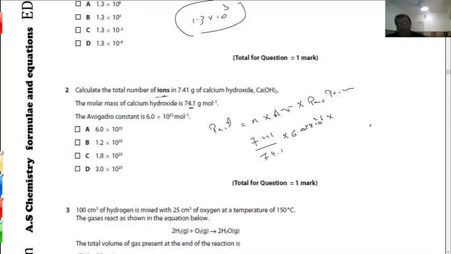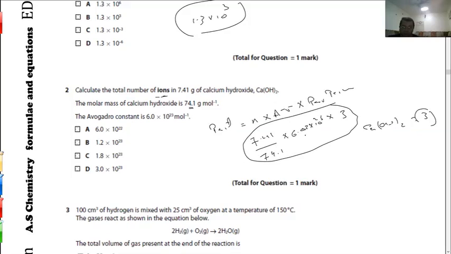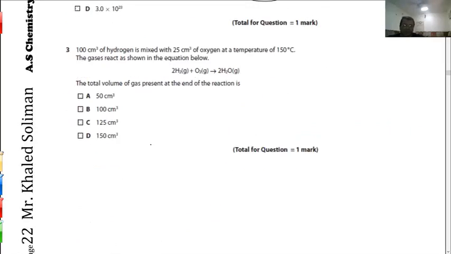The ions, the calcium hydroxide Ca(OH)2, so the number of ions which we have is 3: 1 calcium and 2 hydroxide. So 0.1 times 3, times this one, will give you the total number of ions, which is almost, that's right, letter C. This one is the kind of question which we have as a multiple choice question.